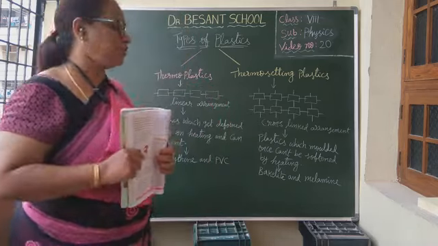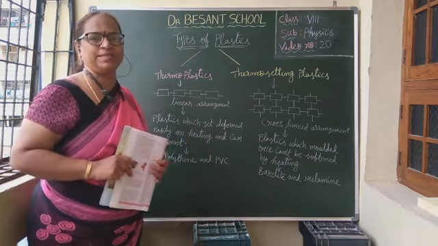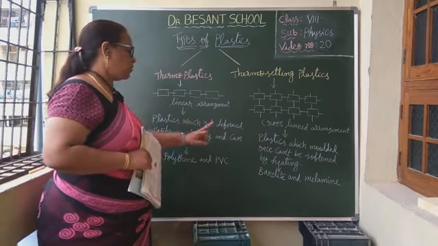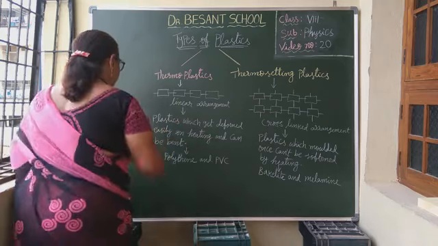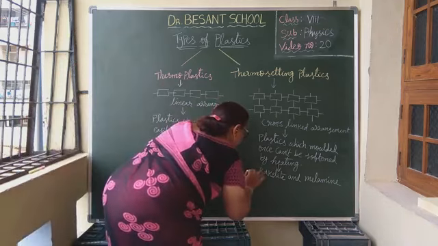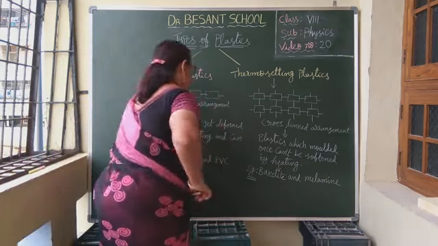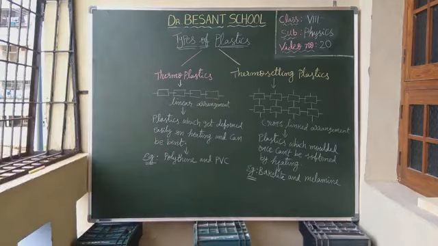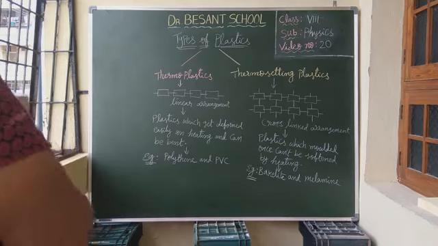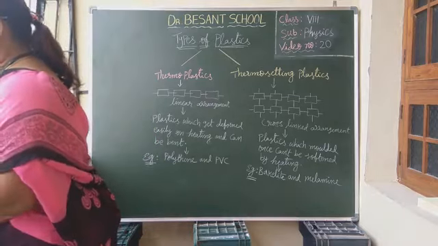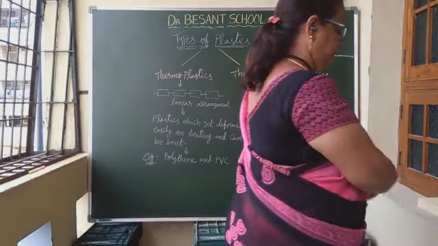Okay, children? But before that, please note down the types of plastics, thermoplastics and thermosetting plastics, their arrangement, what is thermoplastic, what is thermosetting plastic, and their examples. Please note this down, children, which is very important. You note down. In the meanwhile, I will make the arrangement for our lab activity.